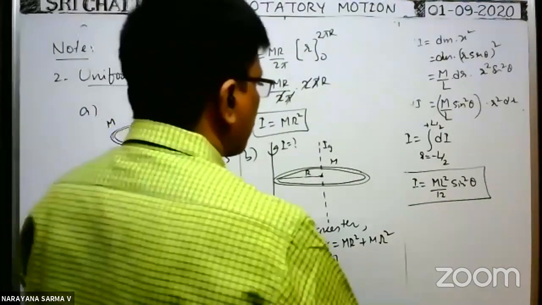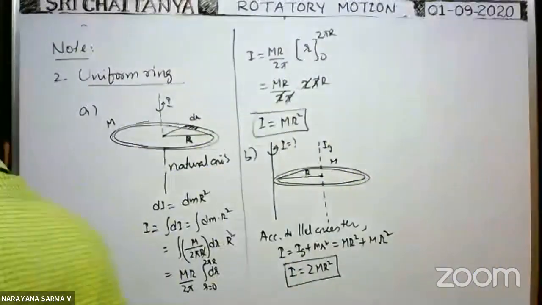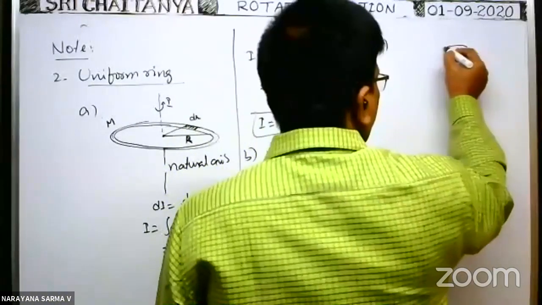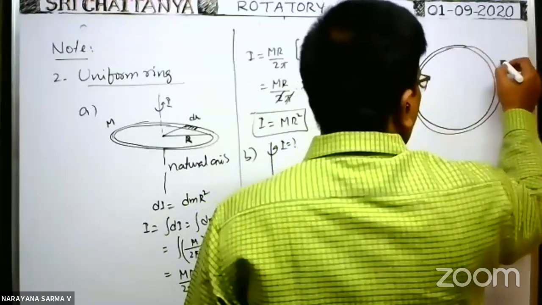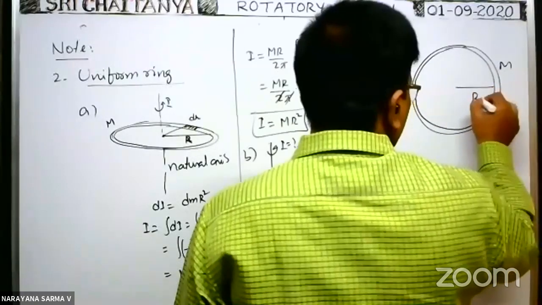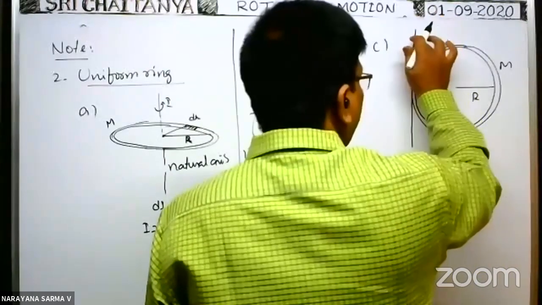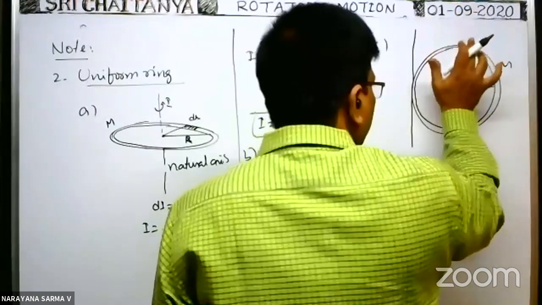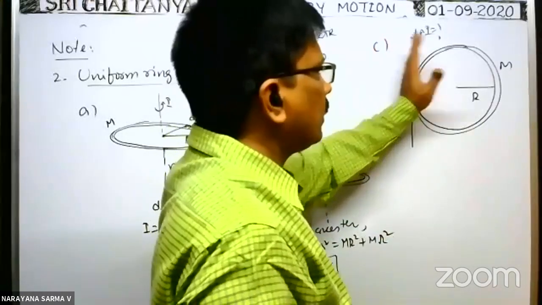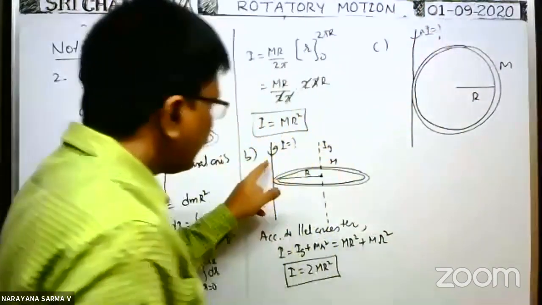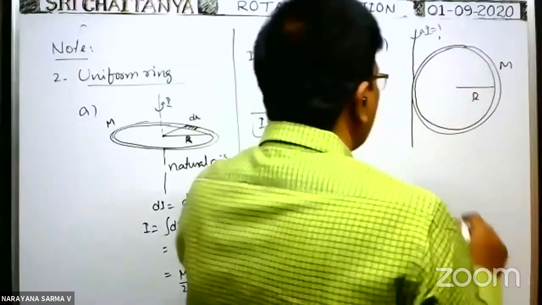Okay, next, the last one. Last case in this, I will conclude the class. See, the same ring having mass M, radius R. What is the moment of inertia about an axis passing through one edge, a tangential axis that lies within the plane of the ring? This is the tangential axis because it is just along the tangent to this ring, but lies within the plane of the ring. Here also it is a tangential axis, but perpendicular to the plane of the ring. Here it is the tangential axis lying within the plane of the ring. What is the moment of inertia?